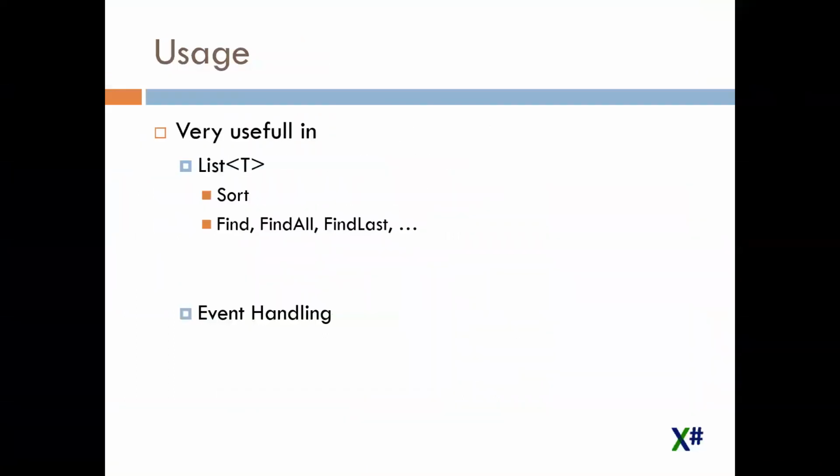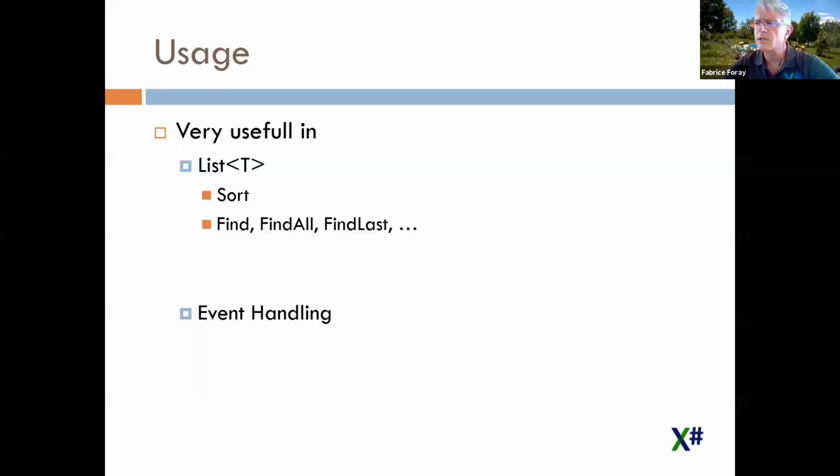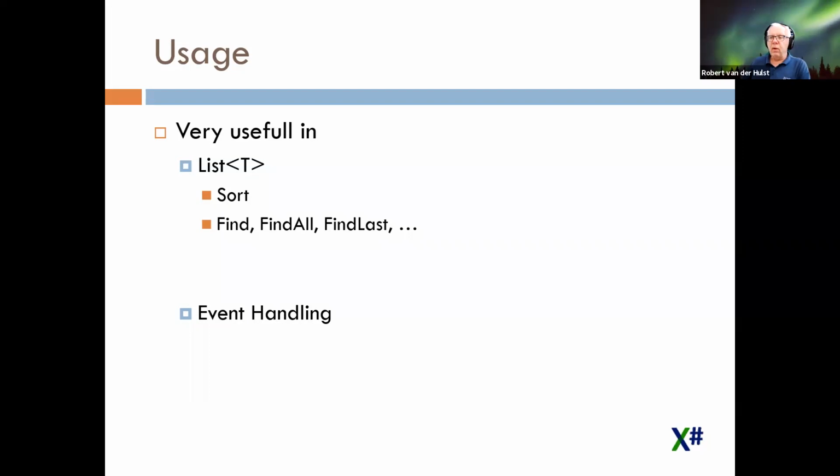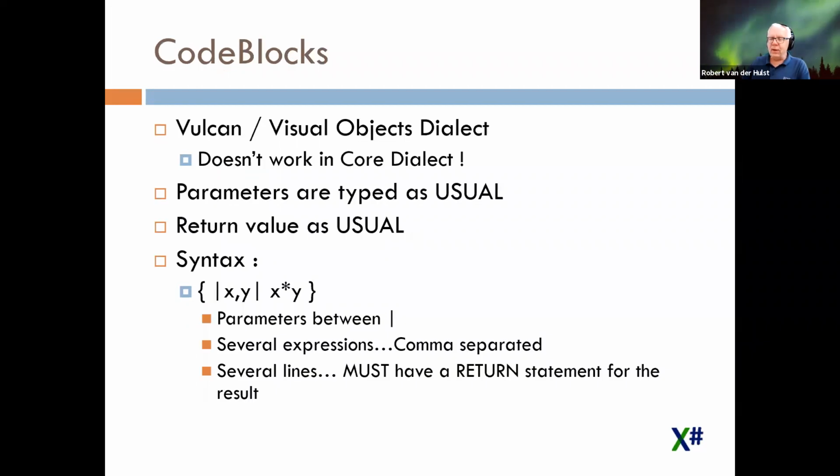Is there any way to cast a code block to Lambda, to convert one to the other at runtime or something? Sorry, excuse me? Is there a way to convert a code block to Lambda? I would say not really. Well, the code block is in fact a Lambda expression, let's put it that way.